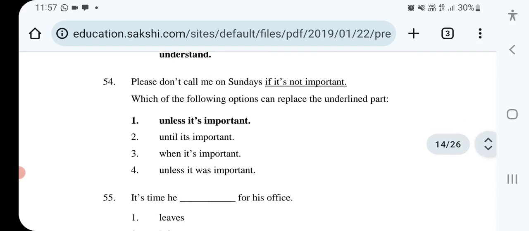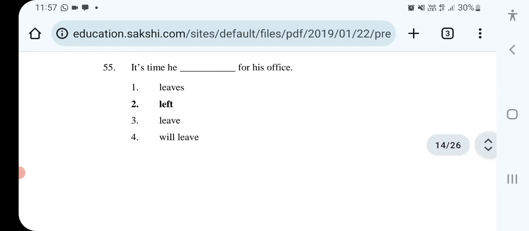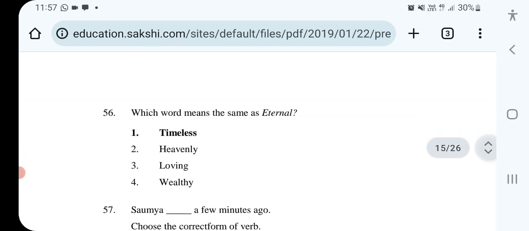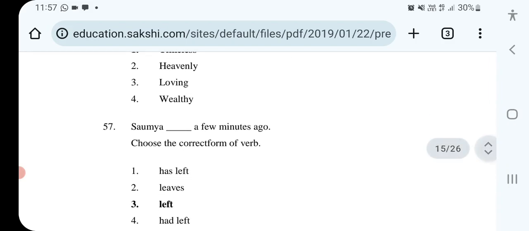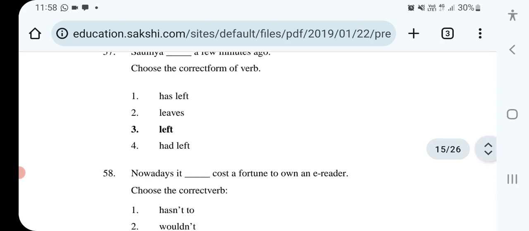Please don't call me on Sundays if it's not important. Which of the following options can replace the underlined part, unless it's important? It's time he left for his office. Which word means the same as eternal, timeless? Saw me at my desk a few minutes ago. Left. Left a few minutes ago.